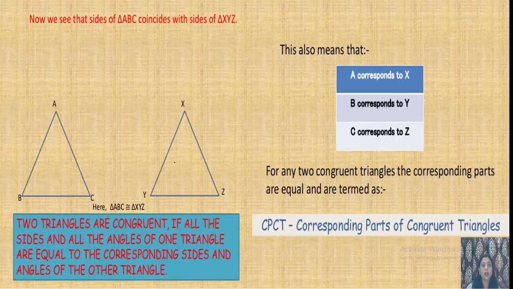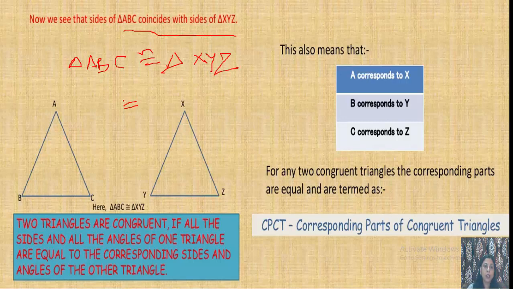Now we see that the sides of triangle ABC coincide with sides of triangle XYZ. Here, triangle ABC is congruent to triangle XYZ. This is the sign of congruency. This is the sign of equality, और इस equality के ऊपर अगर आप A बना देंगे तो this is the sign of congruency.